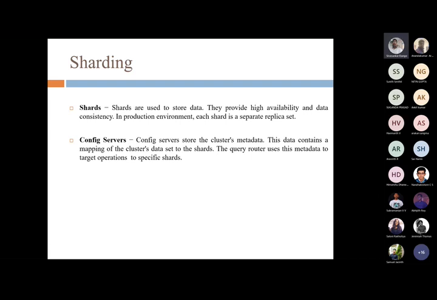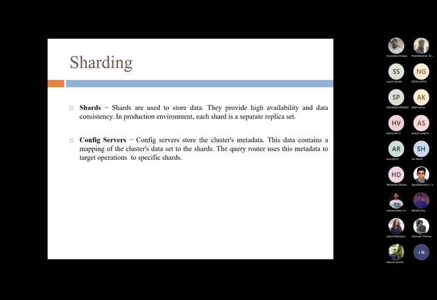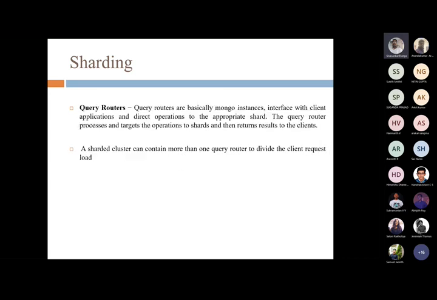You have the configuration servers that are used to store the cluster's metadata. This data contains a mapping of cluster data to shards. The configuration server holds metadata information about the data that is being stored across the different shards. The query router uses this metadata to target operations to specific shards.